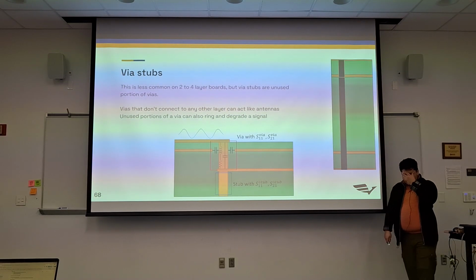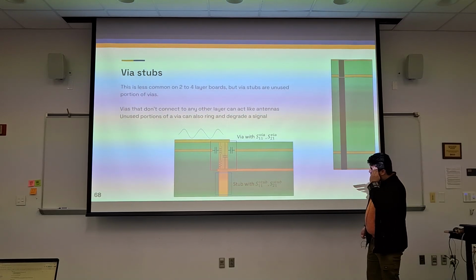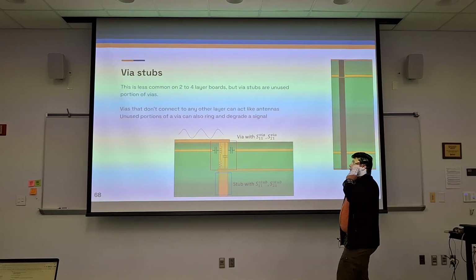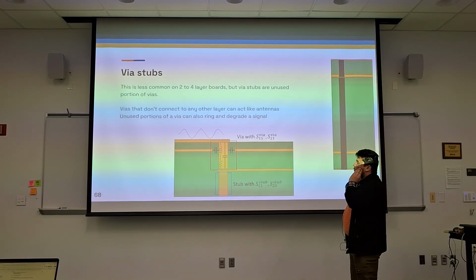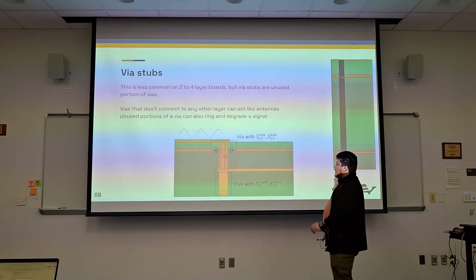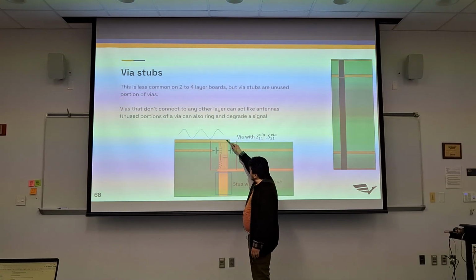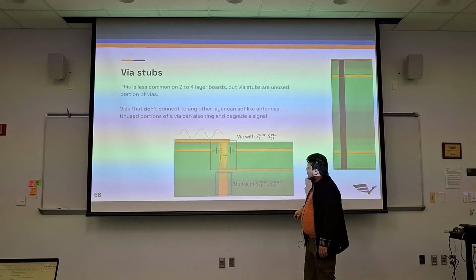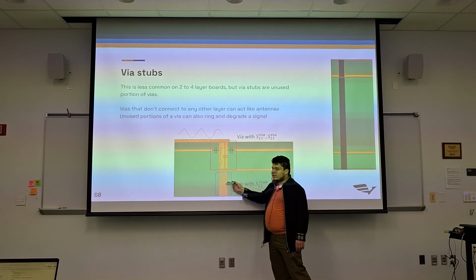And then via stubs. Via stubs is an interesting one. Ideally, I don't want to see this. I can't imagine seeing this on 2 to 4-layer boards because we don't have that many layers. But if Formula ever decides to go to a 6-layer board or above, or if you ever look at creating higher layer boards in the future, if you have a through-hole via that goes all the way through the board, but our via connection only goes from the top layer to an internal layer, what's left of the via is called a stub.